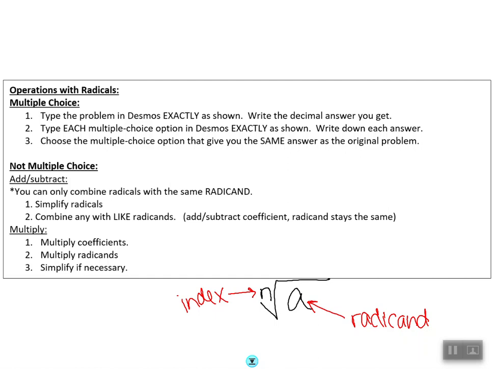When you are multiplying square roots or cube roots, you multiply the coefficients together, then you multiply the radicands together, and you simplify if necessary. Remember that a coefficient would be a number in front of the radical. So let's take a look at a couple of examples.